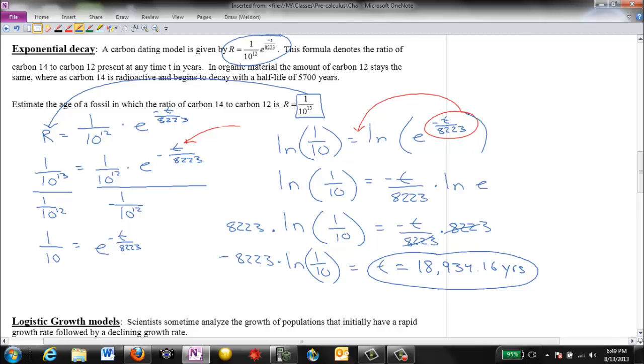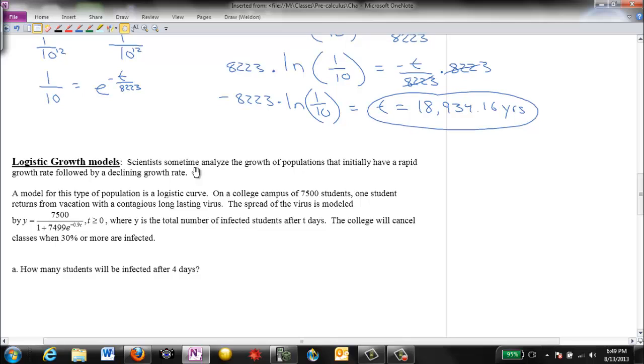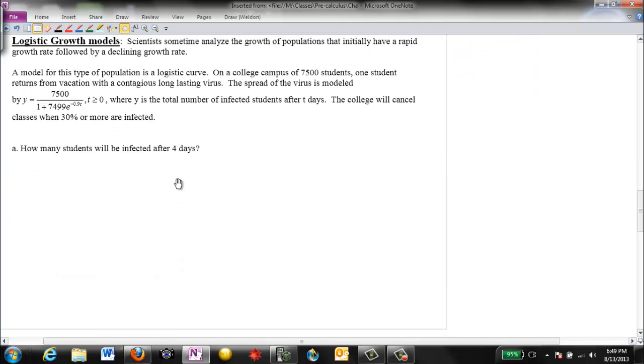Okay, very cool problem. All right, let's do one more here, and this is an example of logistic growth. Okay, so this is the analysis of a growth of populations that initially have rapid growth followed by a declining growth rate. Okay, so something that starts off real fast and then tapers off. So a model for this type of population is what's called the logistic curve, and we're going to be taking a look at a college campus that has a population of 7,500 students.